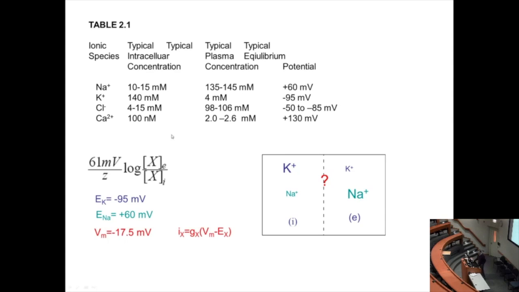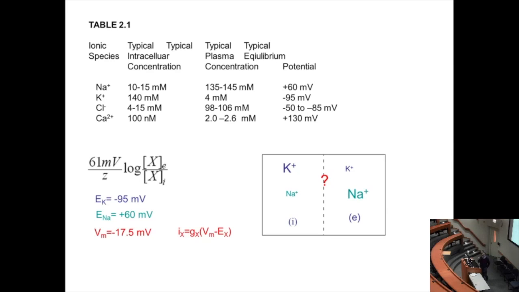Here's the reason why. This is Ohm's law. G is the conductance, the permeability, and it is the same for both ions. And if I plug in minus 17.5 for the membrane voltage and minus 95 for EK, I will get a current, a flux of ions. If I plug in minus 17.5 and plus 60, I will get a current. Those currents will be equal and opposite, so that the net current is 0.